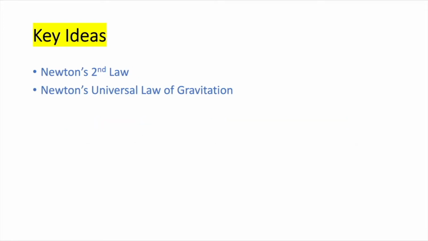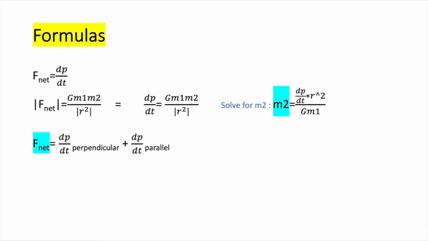Some key ideas and principles used in this lab are Newton's second law, which is used to calculate the net force on the star. Also, we need to use Newton's universal law of gravitation, which will be explained later on. Some relevant formulas: first, the momentum principle, F net is equal to dp/dt. The force acting on the system is gravity.